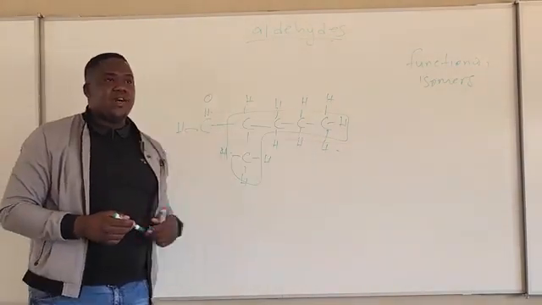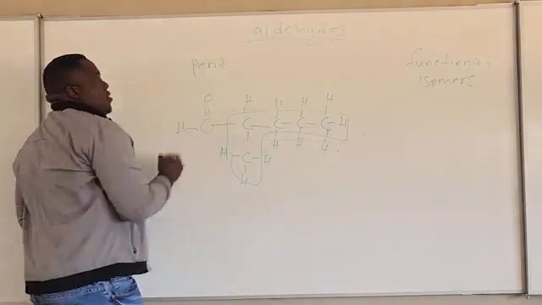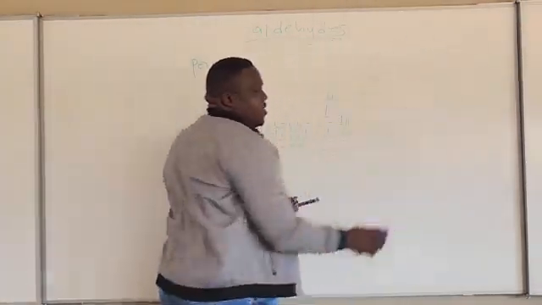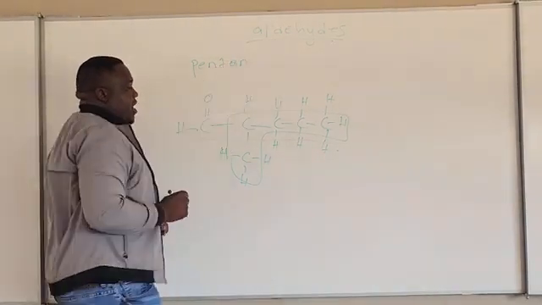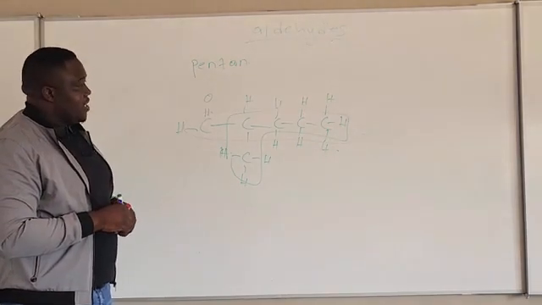1, 2, 3, 4, 5. What does 5 carbon mean? 10. The way in which we name, we do it bit by bit. It means we're going to have pentan. Where is the double bond oxygen? Is it in the first carbon?